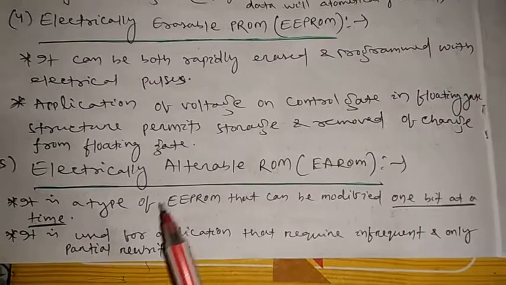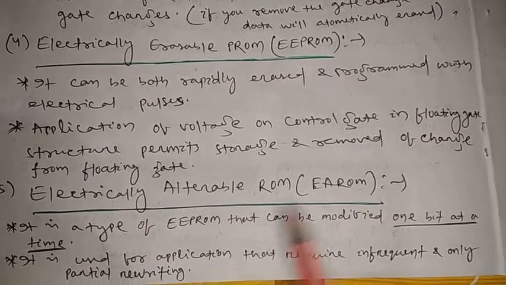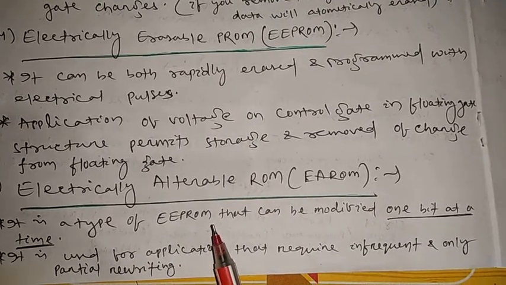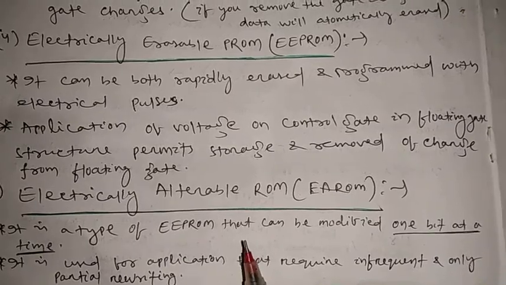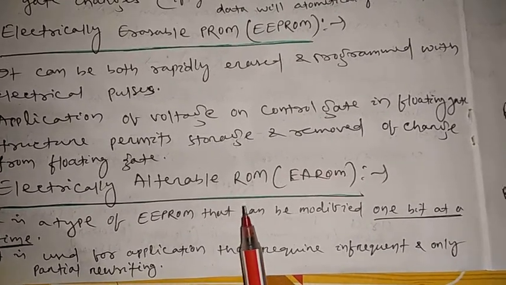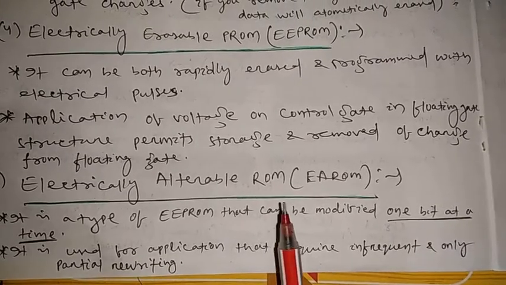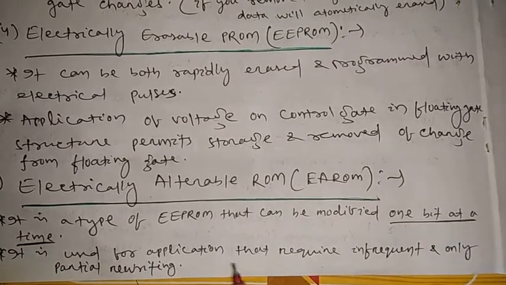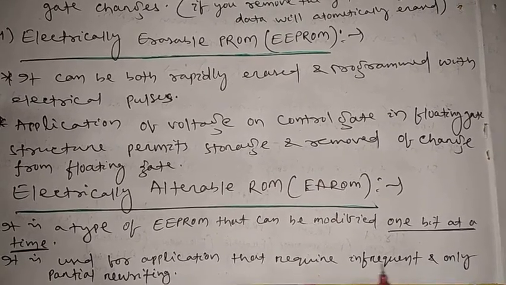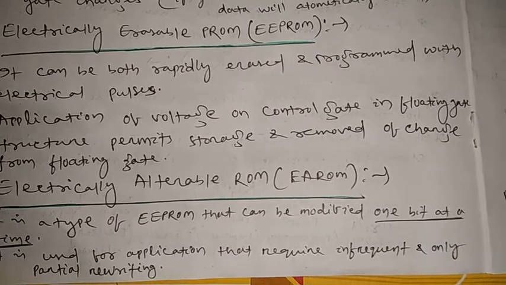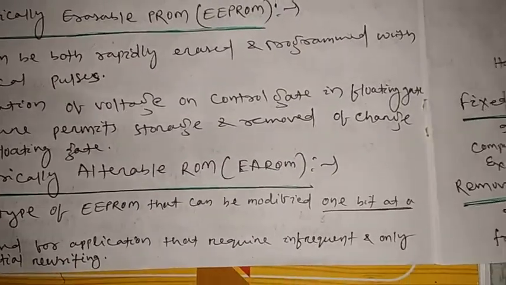Okay, so next, electrically alterable ROM. It is a type of EEPROM that can be modified one bit at a time. So in this kind of memory, we can erase or modify the data one bit at a time. It is used for applications that require infrequent and only partial rewriting. Okay, so this is all about electrically alterable ROM.